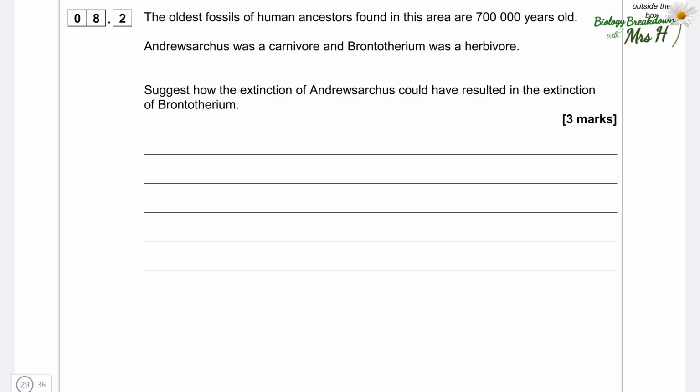The oldest fossils of human ancestors found in this area are 700,000 years old. Andrewsarchus was a carnivore and Brontotherium was a herbivore. Suggest how the extinction of the Andrewsarchus could have resulted in the extinction of Brontotherium. I think there are different ways you can answer this question, but the way that I would go would be that Andrewsarchus may have preyed upon the Brontotherium.